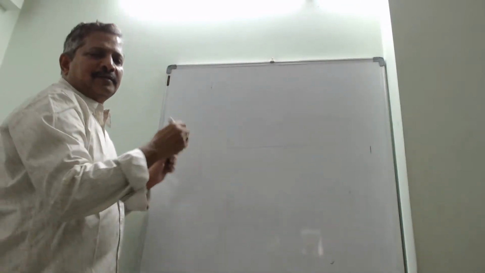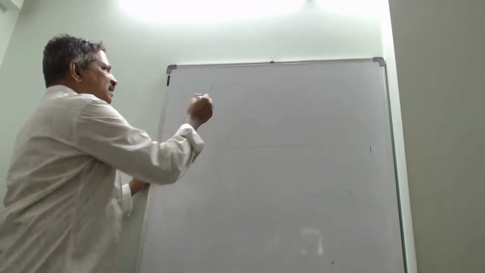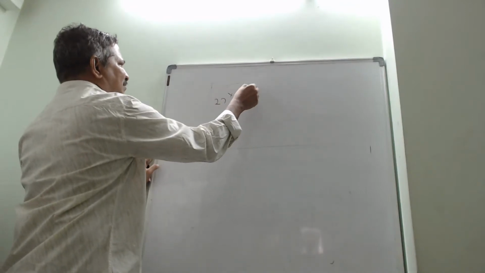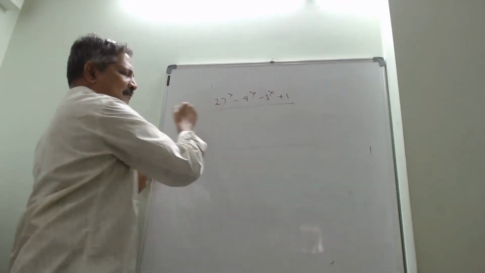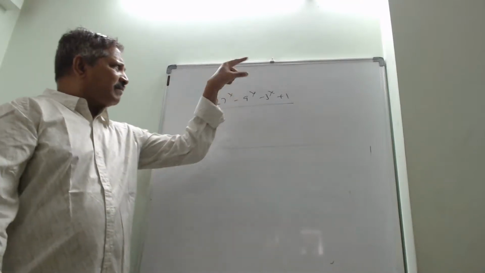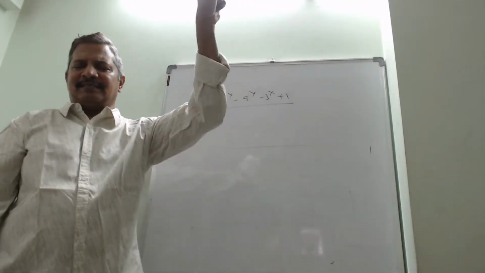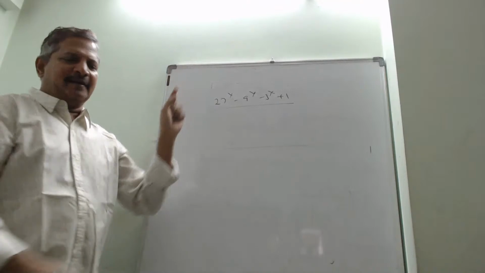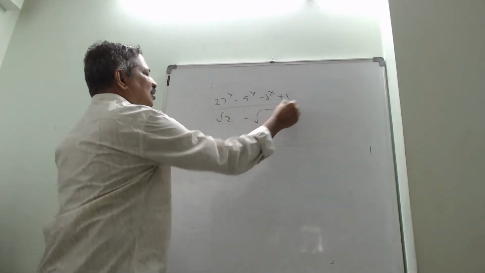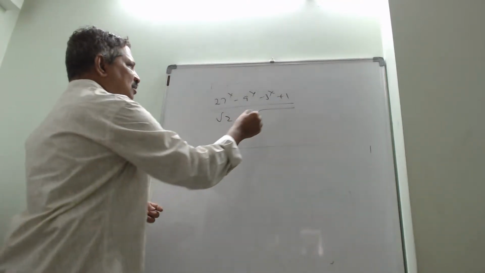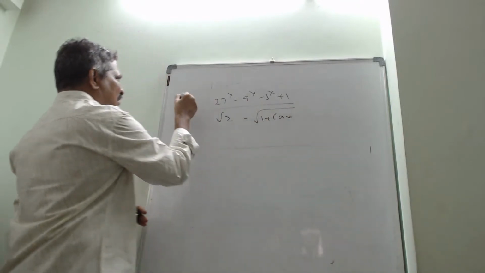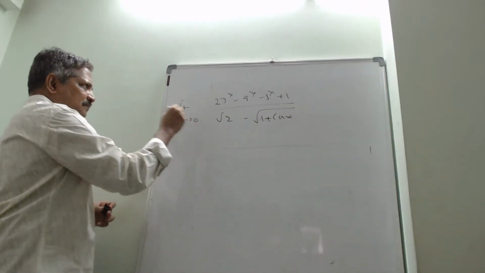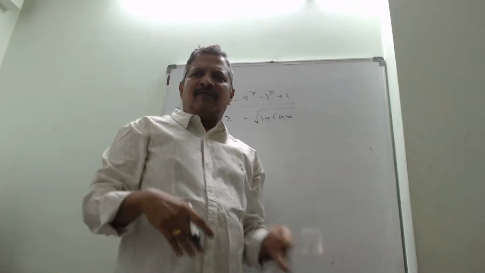Another important limit is (27^x − 9^x − 3^x + 1) divided by (√2 − √(1 + cos x)), as x tends to 0. All the limit problems we are aware of.